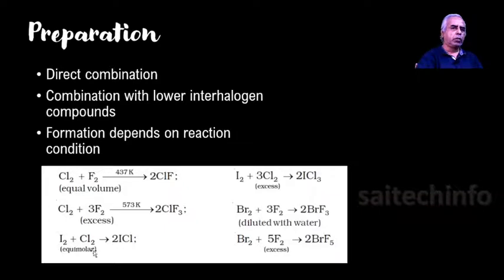The equimolar mixture of iodine and chlorine gives 2 moles of ICl. Then iodine with excess chlorine gives iodine trichloride. Similarly, when bromine is reacted with fluorine diluted with water, we get bromine trifluoride. And with excess fluorine, bromine reacts and gives bromine pentafluoride.